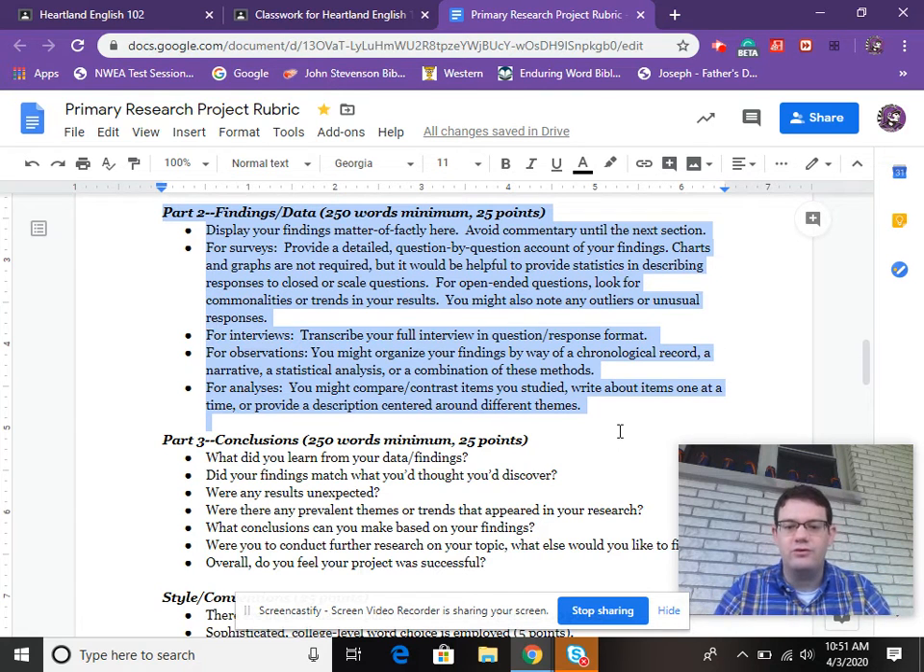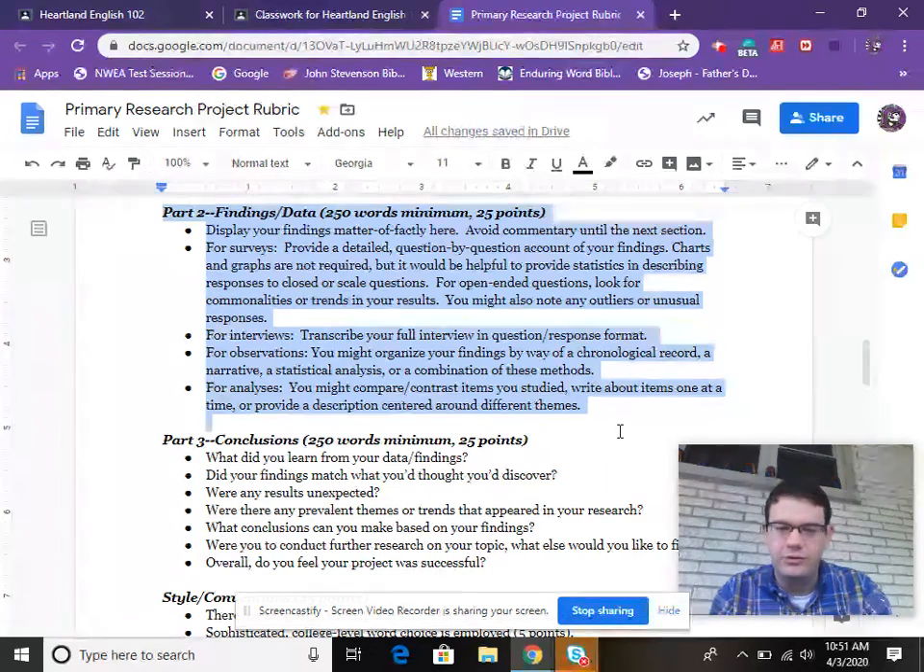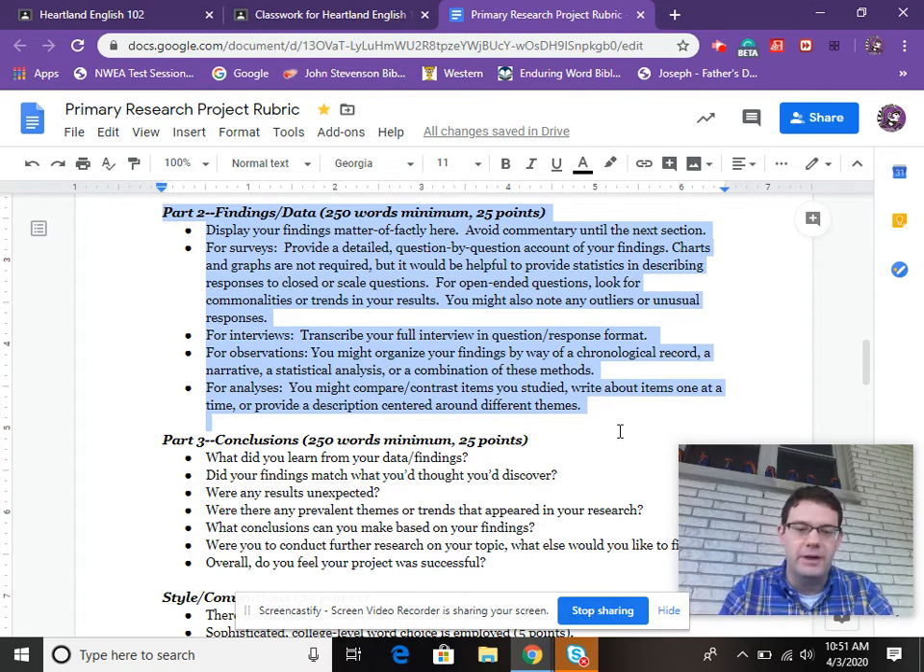So if you ask open-ended questions in your survey, your answers aren't going to be the same word for word, but you'll probably have similar categories that you can group answers in, and that can help you talk about your data.